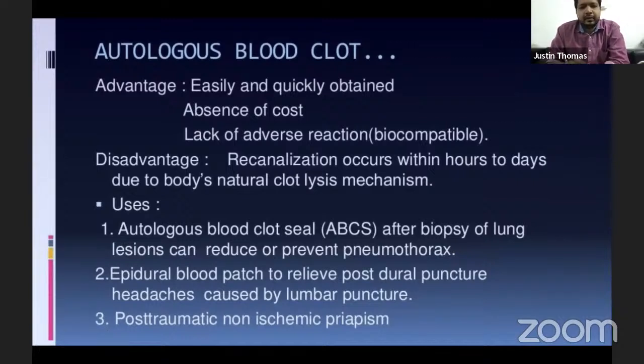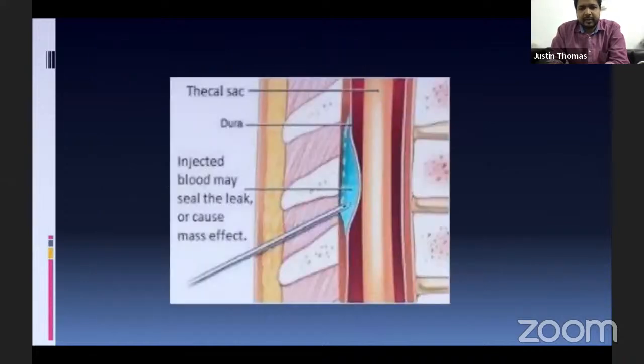But the problem is that due to the body's own hemostatic mechanism, this natural clot lyses within hours to 2 days. Nevertheless, it is used after biopsy of lung lesions, and the epidural blood patch is used in post-dural puncture low CSF pressure syndromes, and also in priapism. This is how we inject an epidural blood patch in cases of CSF leaks post lumbar drain.